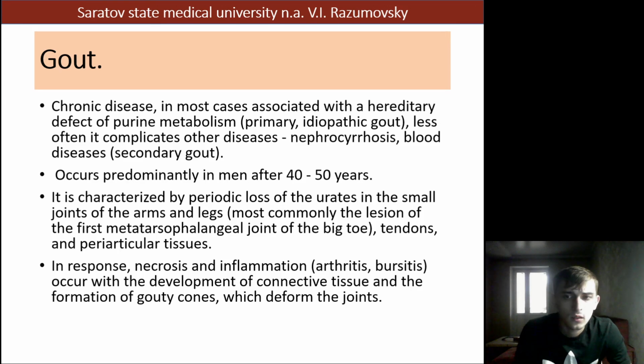Also, it's very interesting: gout is a very old disease which we have known for a long time, and in the 17th or 15th century we had a special name for gout. It had the name king's disease because it was associated with a prevalence of meat and red wine in the nutrition of the organism.